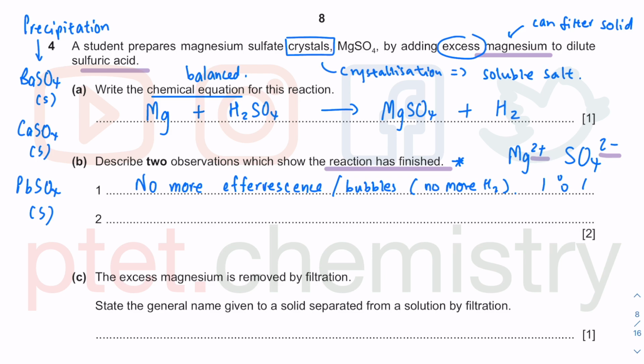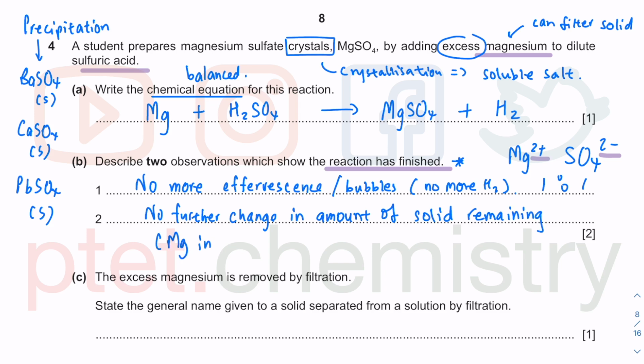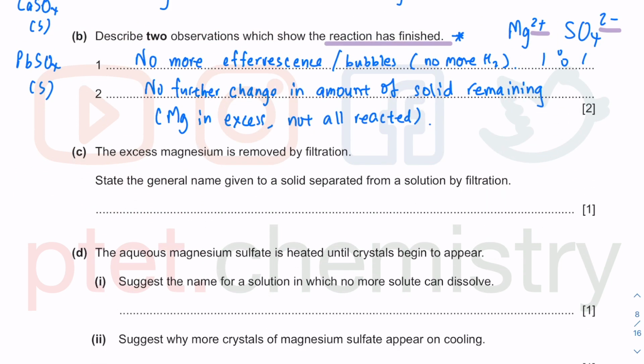Another thing I can think about is the magnesium. The solid will remain, okay? So no further change in the amount of solid remaining, because the solid will just stay stationary because it doesn't react anymore. So magnesium is in excess, therefore not all of it reacted. Hence, you should be able to remove this excess magnesium, which is the unreacted metal.